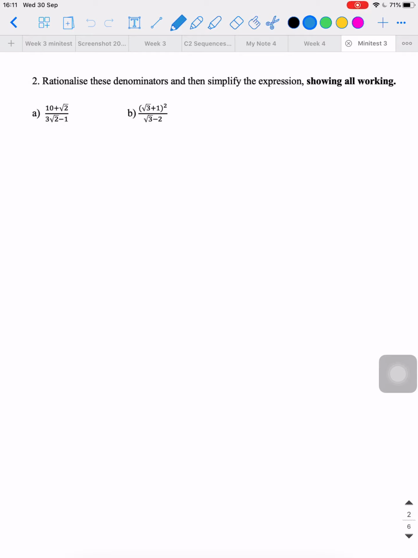Okay, we're looking at Minitest 3, so that's on surds, and we're on question 2, and we've got two questions where we have to rationalise the denominator. The key thing is it does say show your working, so you can use your calculator to check your final answer, but you do need to show your method.